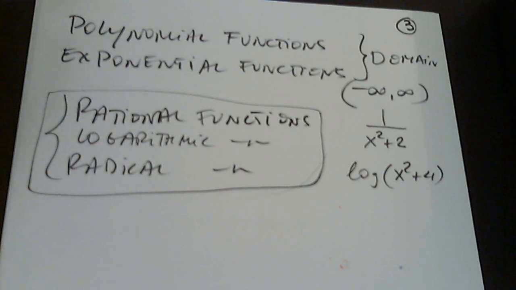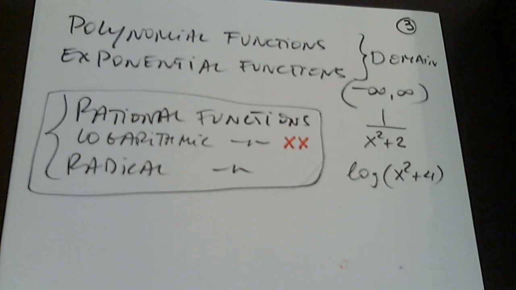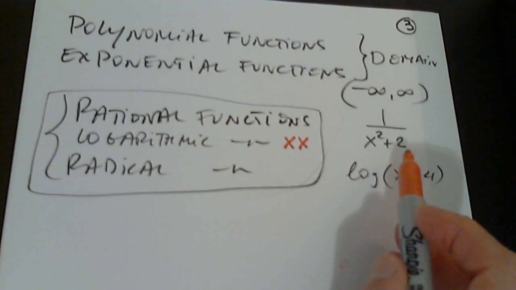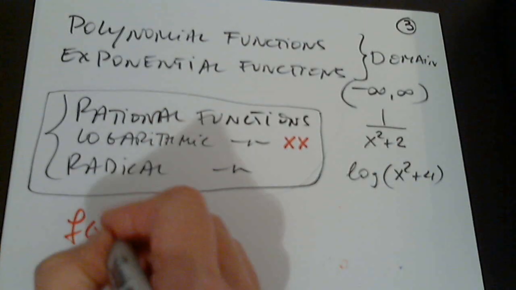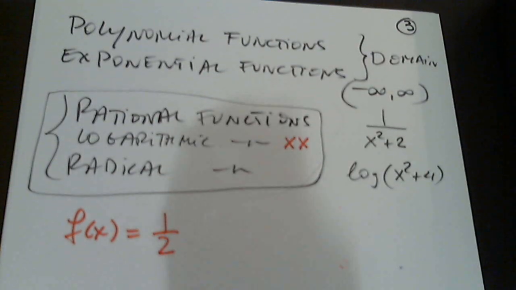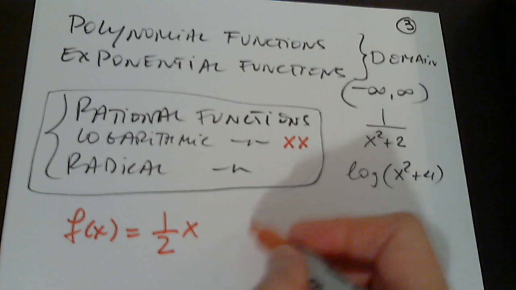So let's analyze these three. Less the logarithmic, because we're going to talk about both the exponential and logarithmic in chapter 3. Okay? So let's continue with rational and radical. A rational function is a function that has x in the denominator. This is not a rational function, or this is not a rational function, because it doesn't have x in the denominator. This is linear.